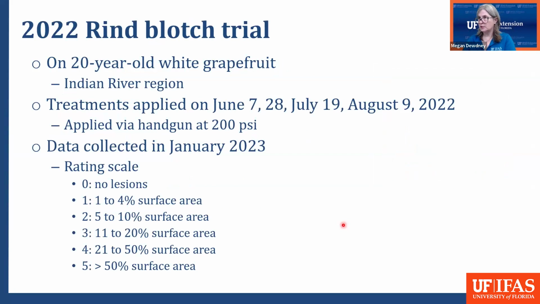So I did a rind blotch trial in 2022. This was on white grapefruit in the Indian River region. We applied treatments on June 7th, 28th, July 19th, and August 9th. They were all done with a handgun again at 200 PSI. And then we collected data in January 2023. We used a rating scale from no lesions up, looking at the percent surface area with rind blotch, from 1 to 4%, and then all the way up to greater than 50% of the fruit surface area.